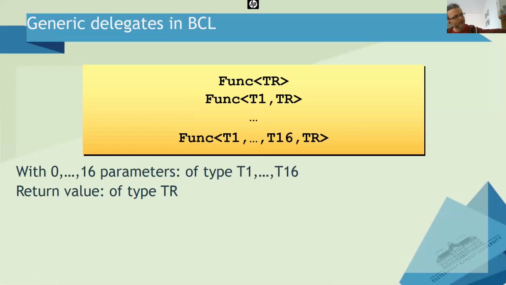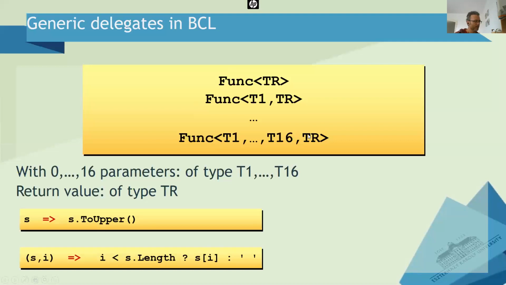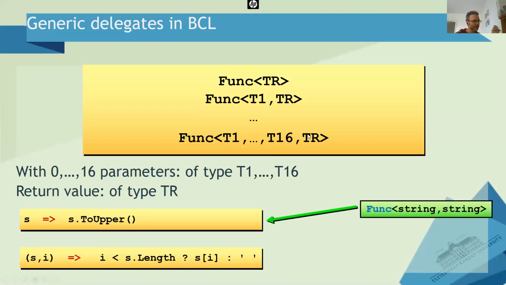So if you specify only TResult, then your function does not receive any parameters, so you have 0 parameters, and you return this type. If you want to use your function with 1 parameter, you have to specify T1, this type here, and also the return type. And you can keep going till 16 parameter types plus 1 return type. If you look at those examples, I think they are quite self-explanatory.